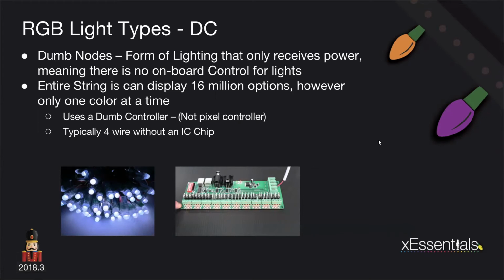You do not use a pixel style of controller. Most dumb nodes do have a 4-wire, so you'll have your RGB, as well as your power going to it. Most of the time, once again, represented by the dumb controller that you'll see on the right-hand side. Typically, dumb controllers are 4-wire controllers.